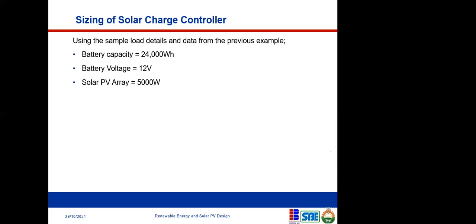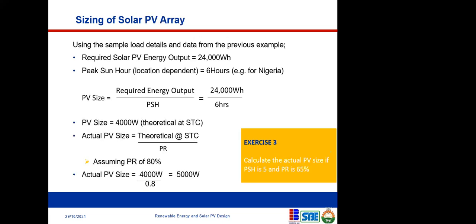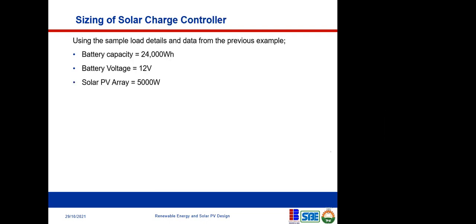Now, these are the data. Battery capacity: we want to charge a battery that has a capacity of 24,000 watt hour. The voltage of that battery is 12 volts in our previous example. The solar PV array, we assume it to be 5,000 watts. Remember, in our previous example, not the exercise, we got 5,000 watts.